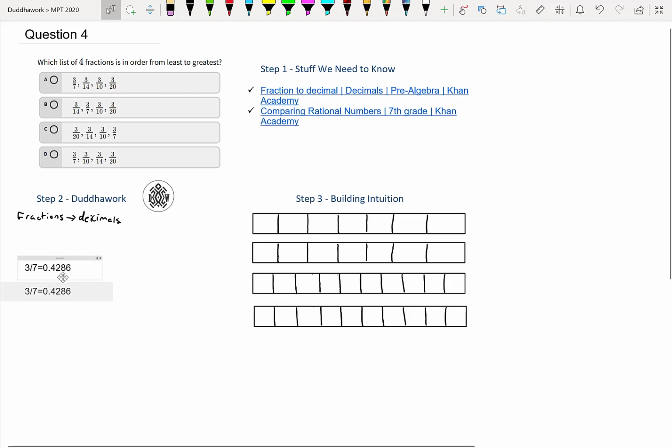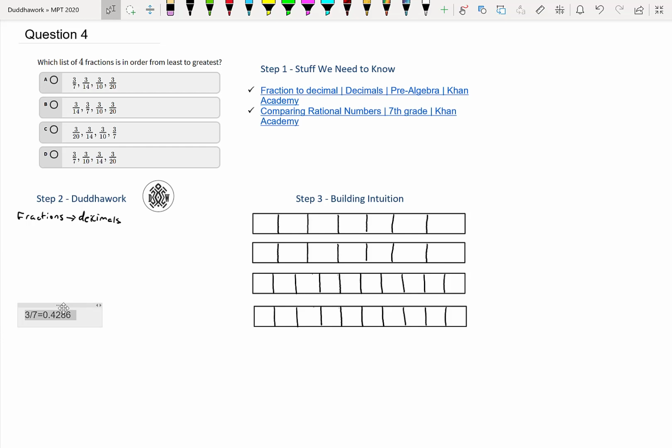0.4286. And there are many ways to do this, but here what you can realize is that 3 over 7 is the same thing as 3 divided by 7. So 3 divided by 7. What we do here, because 7 doesn't fit in 3, is we add some zeros. So I know the answer has 4 decimal places, so I'll add 4 decimal places right away. And the hard part is just keeping track of the decimal places.